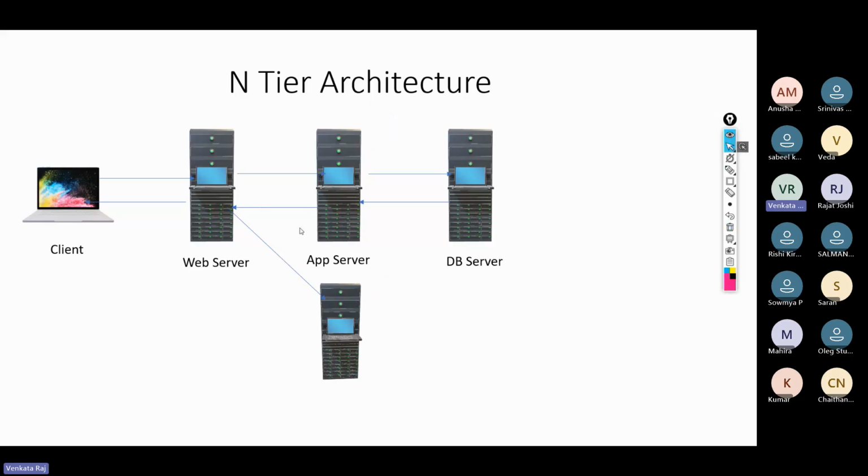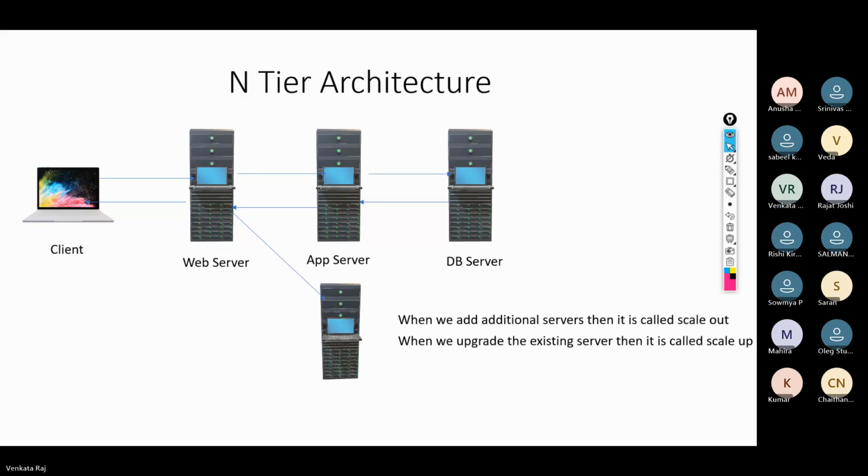We can have multiple instances of these in your projects if the load is more, and if they think the business logic might face issues, then they will add more instances in your project architecture. When they add additional servers, it is called scale out. When we upgrade the existing server, it is called scale up. When we add additional servers, it is called scale out. When we upgrade the existing server, it is called scale up.